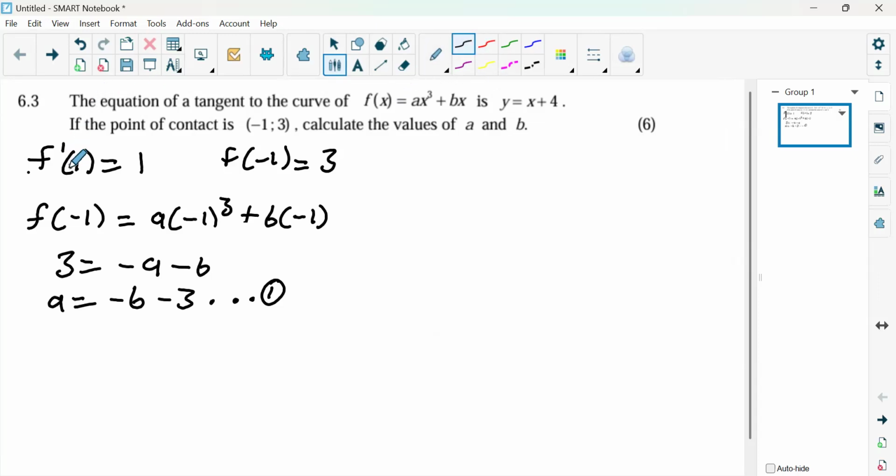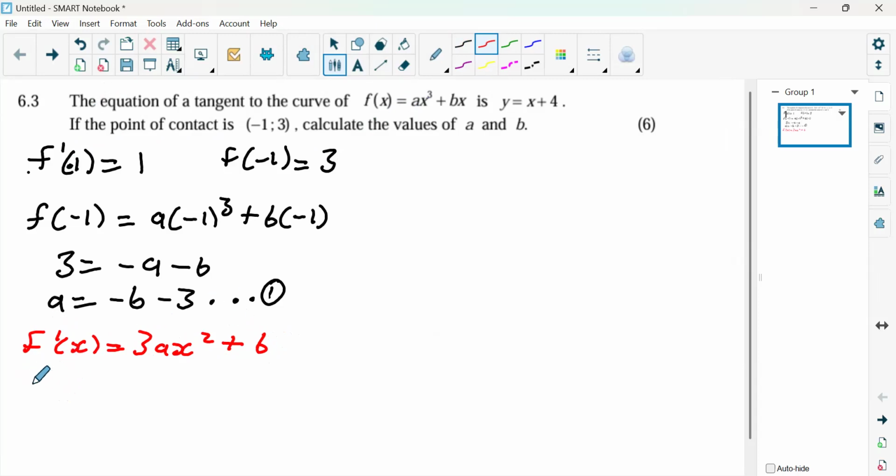Now we're going to differentiate the curve. So let's differentiate. There we have f prime of x. We're going to say 3 multiplied by a, it's 3a x squared, plus b. We said 1 multiplied by b, and then x to the power of 1 gives us x to the power of 0, which is going to be 1.